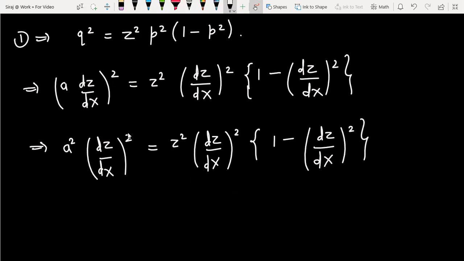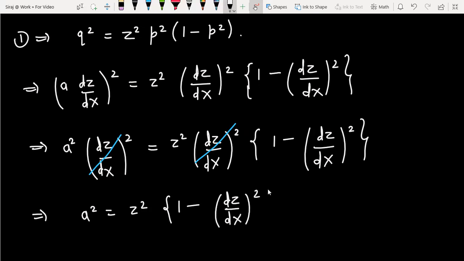Now from left hand side and right hand side, this dz by dx bracket square, this dz by dx bracket square, it will get cancelled. Remaining terms will be a square, it is equal to z square in bracket 1 minus dz by dx bracket square.